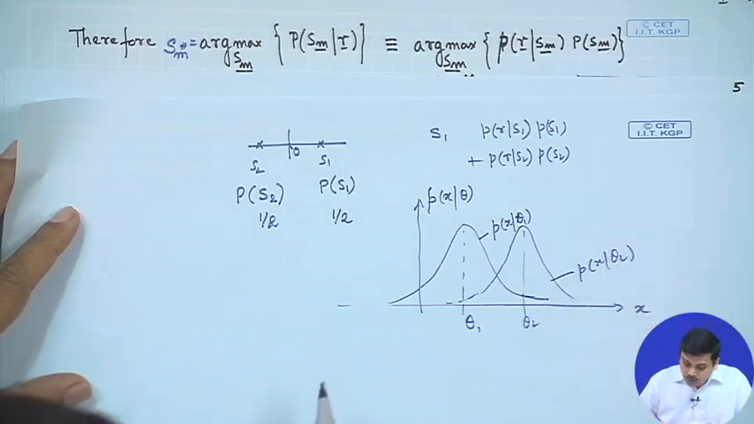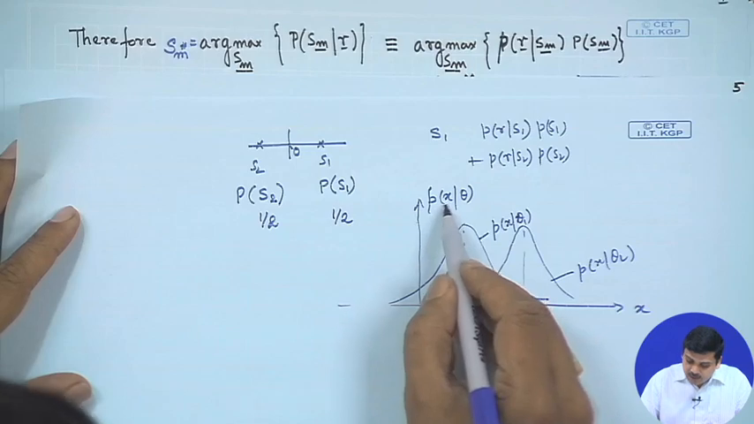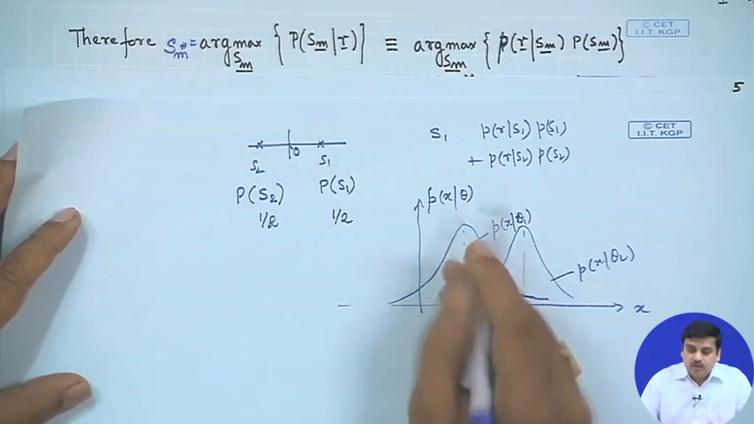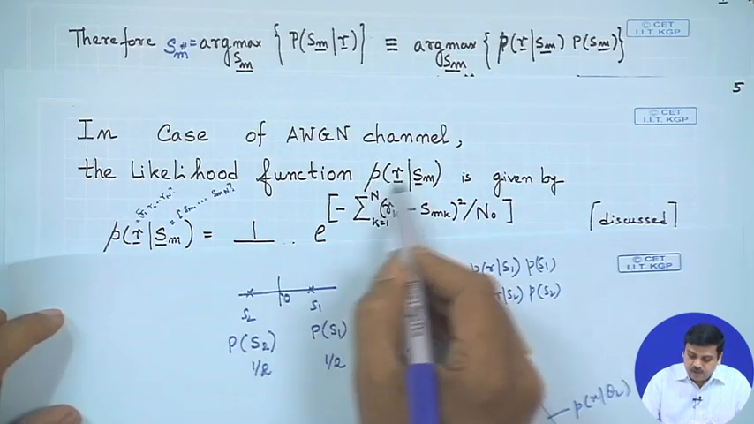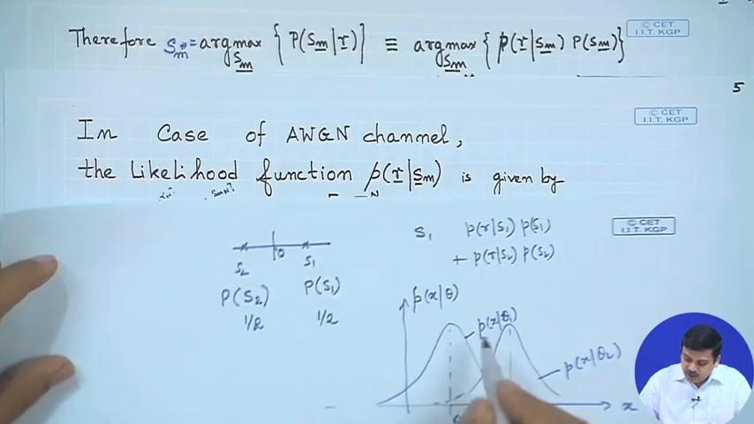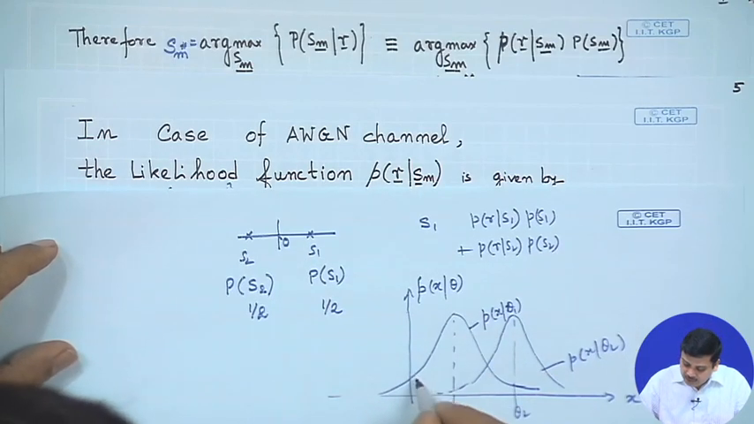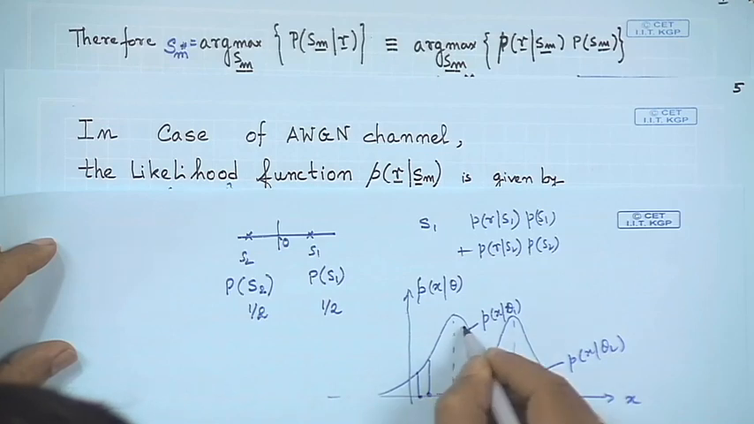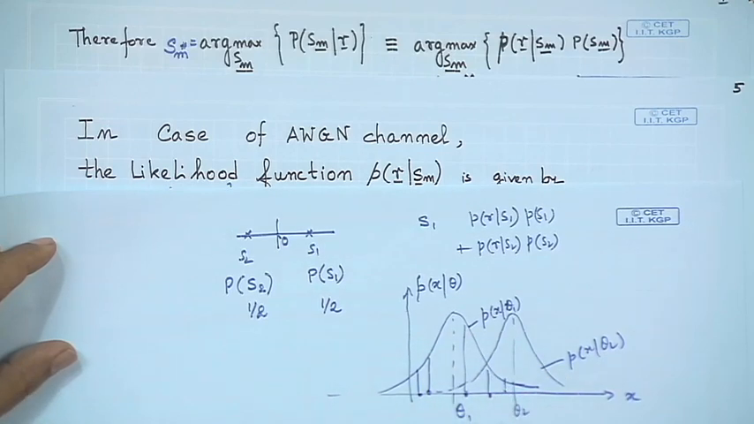Now, what we have is, in this particular thing, x is already observed. If you look at P of r given S m, r is the received vector. So, we already have some of the values, right.